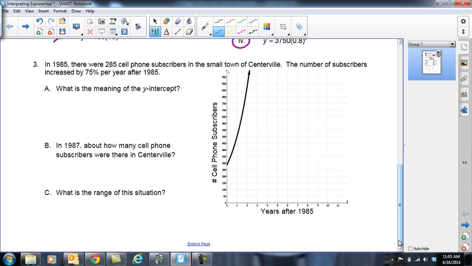So for number 3 here, last one. In 1985, there were 285 cell phone subscribers in the small town of Centerville. The number of subscribers increased by 75% per year after 1985. First of all, what's the meaning of this y-intercept? This number right here. Well, it looks to me like that's about 285. So that was your starting number of cell phone subscribers.